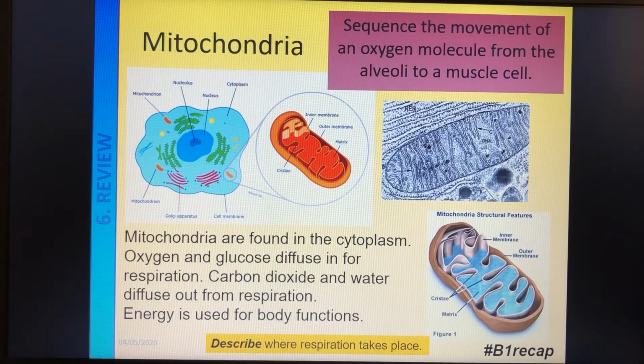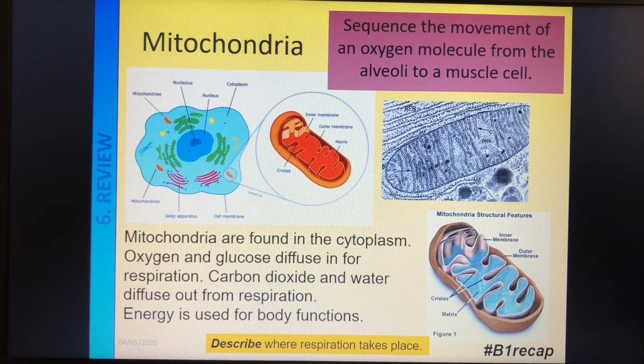Okay, here's the mitochondria then. They're floating around in the cytoplasm, and it's where the respiration occurs. So oxygen and glucose diffuse in for respiration, carbon dioxide and water diffuse out from respiration, and that energy is used for body functions. Okay, this is just a recap really from B1.